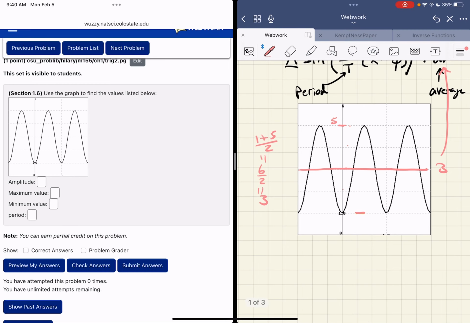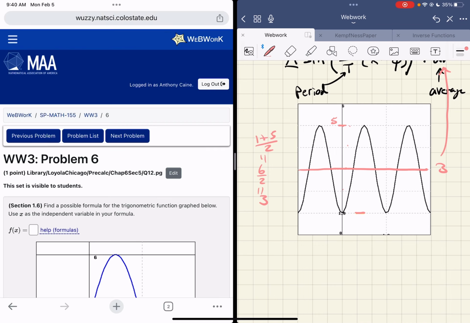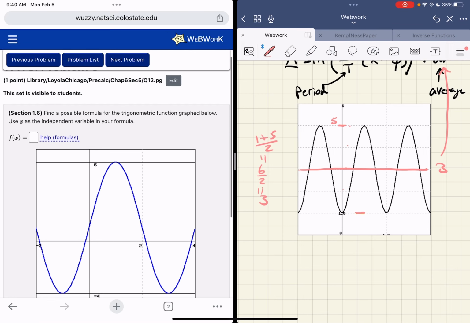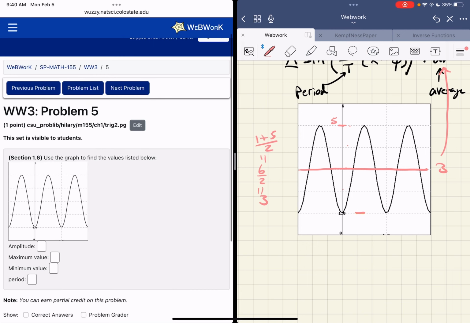Now, look, they're not asking for a formula in this case. They're only asking for certain things. Let me go to the next problem really quick and see how it says f of x equals. You're going to need to know this formula. So I'm going over it now, and then we'll fill in the blank.